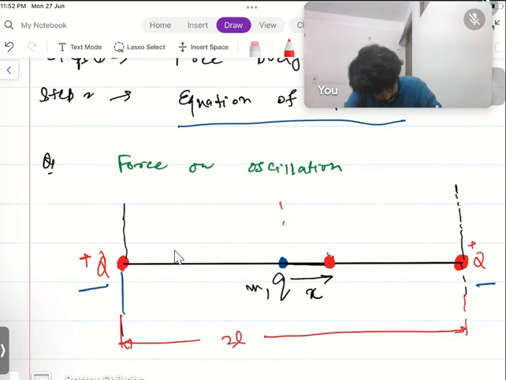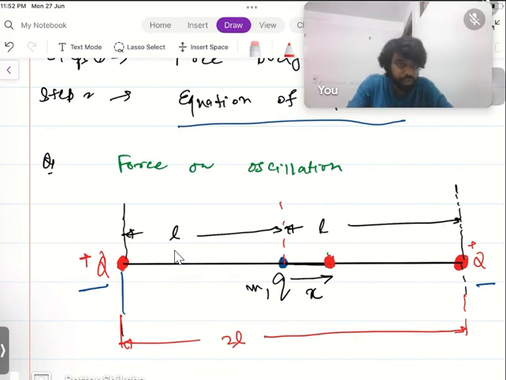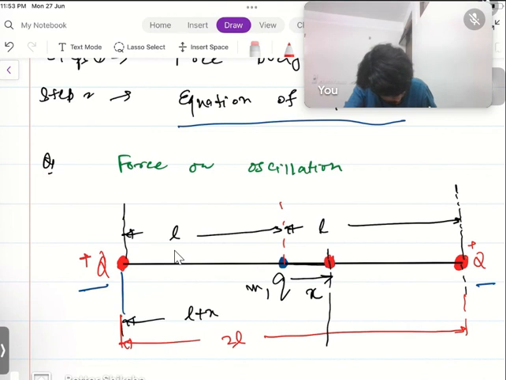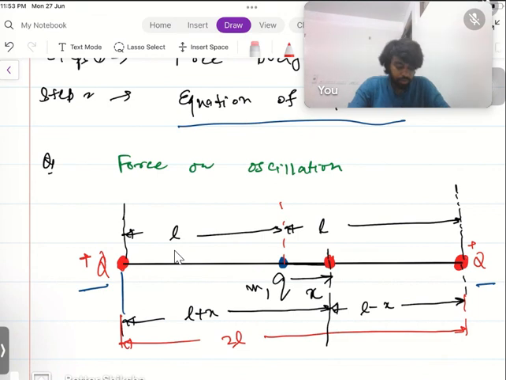and at the center this distance is L, right? Let's say initially, after an instant of time you displace this charge by a particular distance x. So now this distance becomes L plus x, and this distance becomes L minus x, right?